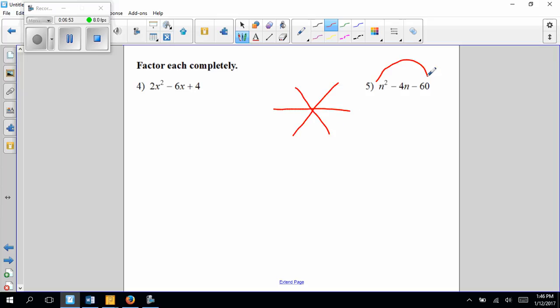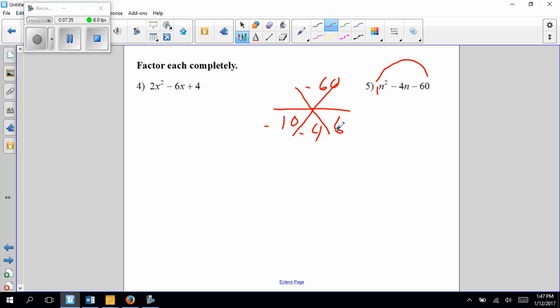So all right, a times c. So 1 times -60 is -60. My b term is -4. So what multiplies to get -60 and adds to get -4? Oh, buddy. 10. Oh, it's 10 and 6. How about that one? So I know it's 10 and 6 somehow, and it's a negative number, so the -10 has to be the biggest number, and the 6 has to go here as well. So -10 times 6 is -60, -10 plus 6 is -4.